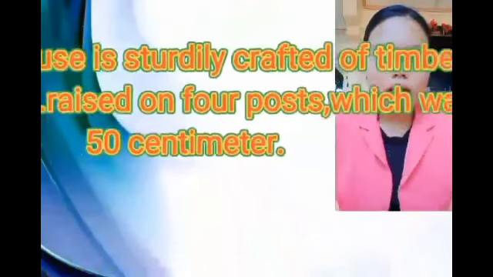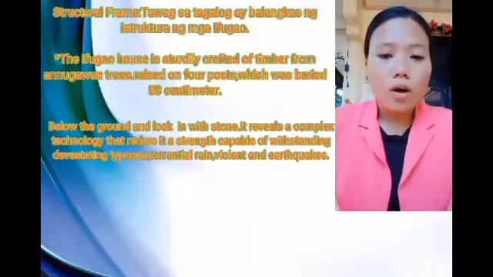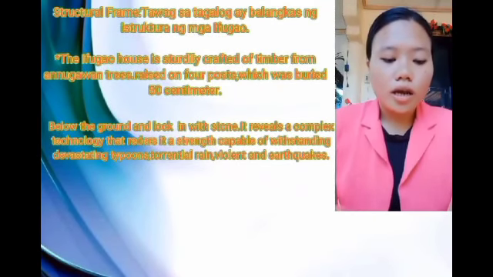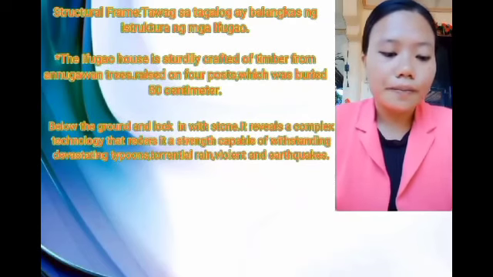Structural frame, tawag sa Tagalog ay balangkas ng estruktura ng mga Ifugao. The Ifugao house is sturdily crafted of timber from Amugawan trees, raised on 4 posts which were buried 50 cm below the ground and locked in with stone. It reveals a complex technology that renders it capable of withstanding devastating typhoons, torrential rain, violence, and earthquakes.